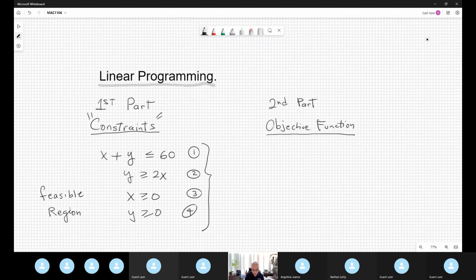It's a region in which the problem makes sense according to your business or your company or your something. Maybe it's an army of the United States. And the objective function is also linear, but it's an equation. Normally it's called C. I don't know why. It's 250x plus 150y. This is the objective function that I need to maximize, to be maximum inside the feasible region.